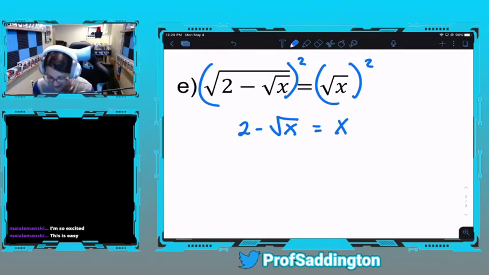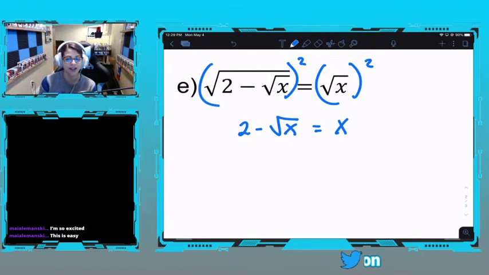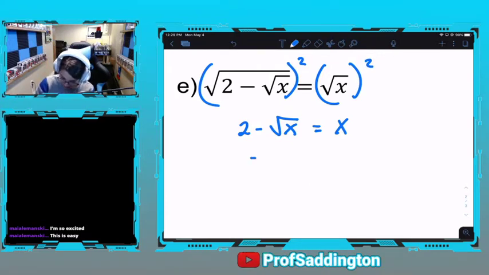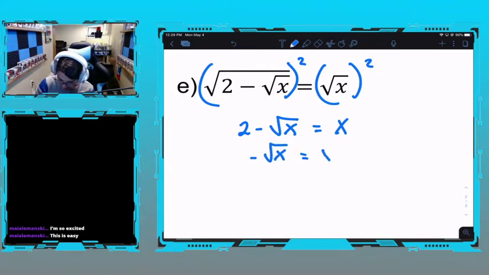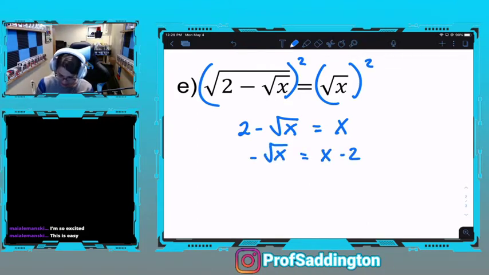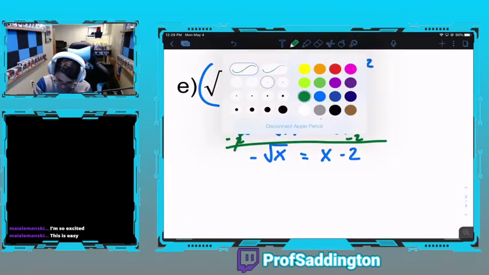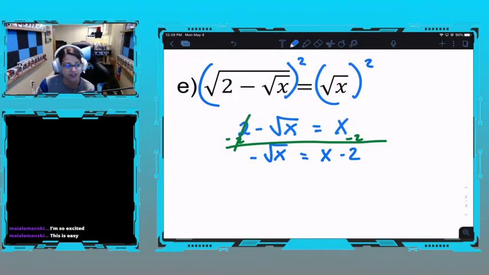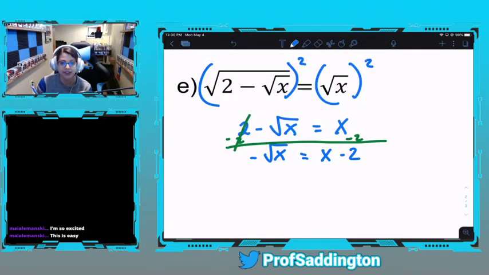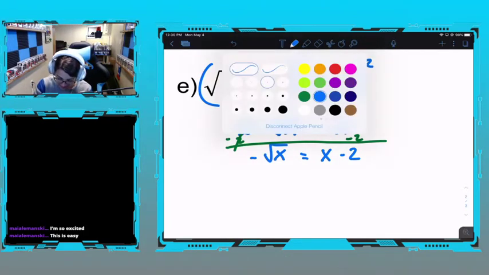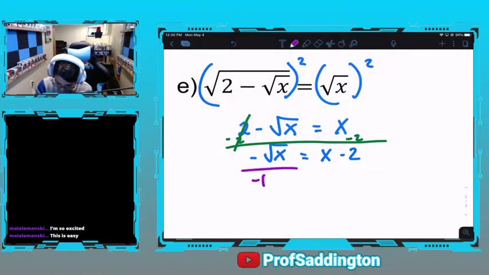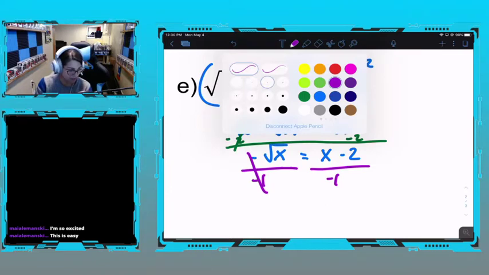From here, I got to see, is there anything that I could subtract or add away from that radical x? There is. It's a minus 2, so I'm going to have negative radical x equals x minus 2. I'm just subtracting that over. I'll show that if you want. Minus 2, minus 2. Okay. And then we're still up with this negative in front of the radical, so I'm going to divide each side by that negative, really like a negative 1.